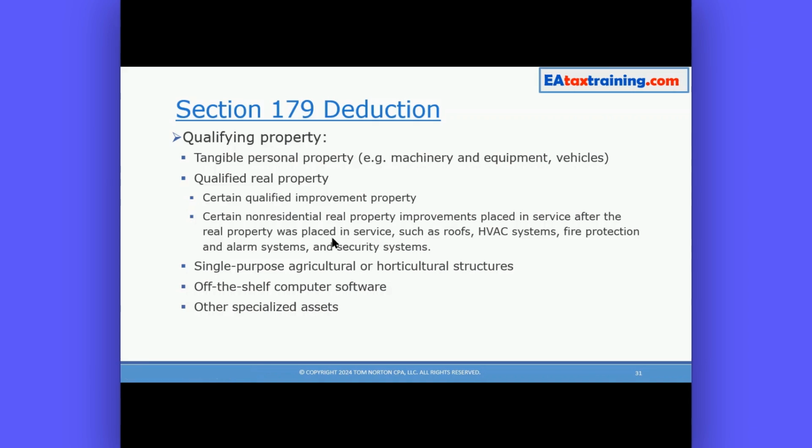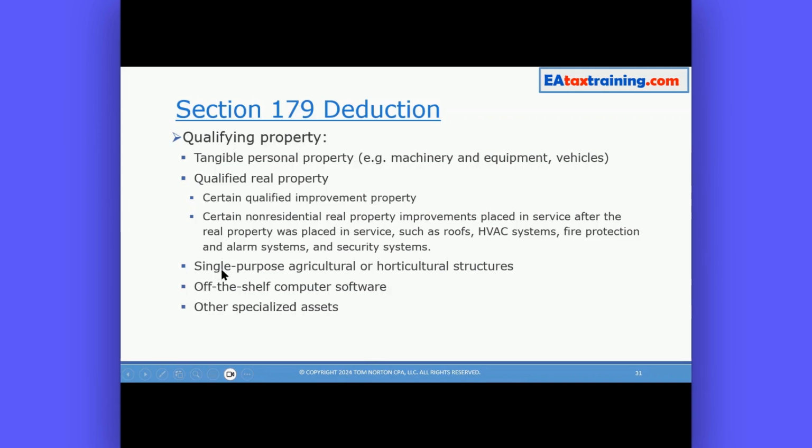You add to the basis of an item if you're putting on a new roof or a new air conditioning system, etc. So if the item that you are adding on or improving is on the list that's included in this, and it is for non-residential real property. So this does not work for like a residential home that you are renting out. It has to be non-residential real property.